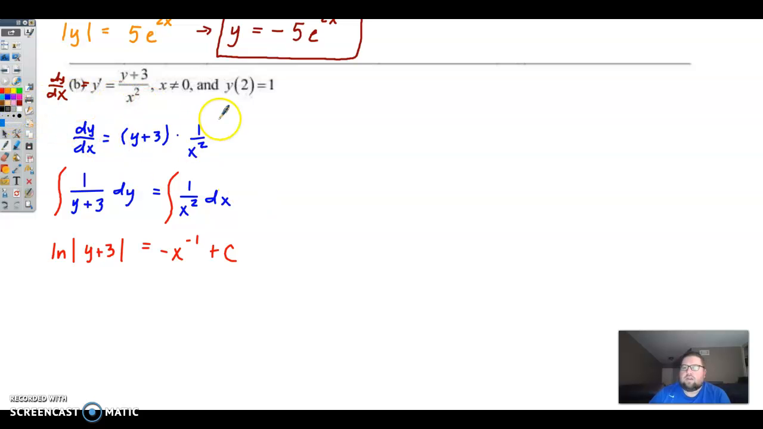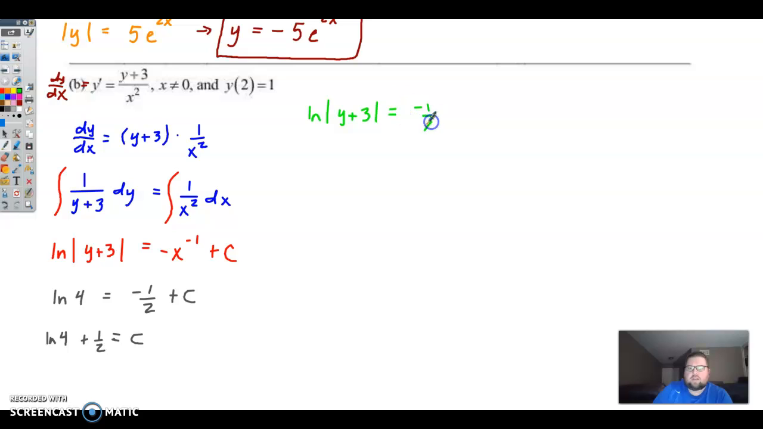All right, let's go ahead and plug in our initial condition right here. So we end up with the natural log of 4, plugging in 1 for y, and then here we end up with negative 1/2, moving that x to the denominator and plugging 2 in for x. So we'll need to add that 1/2 over. These are not going to be like terms, so we're just going to leave it like that. All right, so let's go plug those back in. So we have the natural log absolute value of y plus 3 is equal to negative 1 over x plus natural log of 4 plus 1/2.